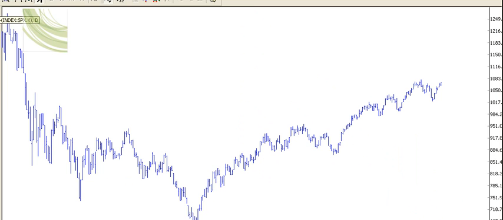Let's see it in the S&P. Here's the S&P index. We have the 0, 1, 2, 3, 4, 5. Let's see how it worked out here recently.